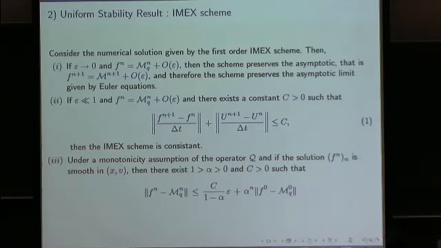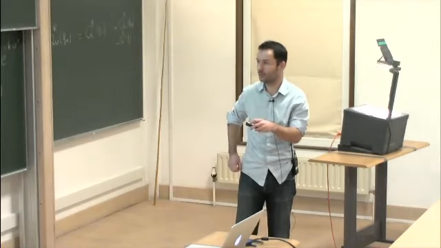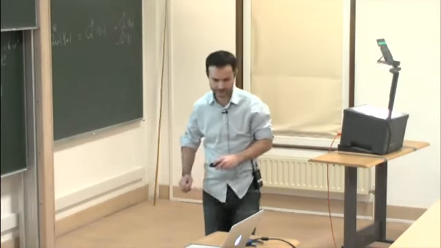So it means that the IMEX strategy is not AP in the rigorous sense, where in one iteration, if epsilon goes to 0, we reach the steady state. Here we need some time iterations in order to converge to the steady state.